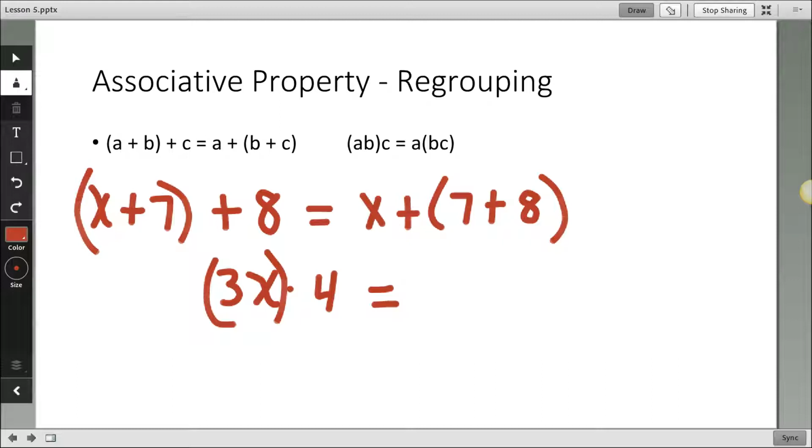Could be as simple as this. Associative property is kind of hard to hide. So that's pretty much what you're going to see if you're trying to identify associative property. Just remember that what is inside the parentheses changes. Now the numbers won't change. It's just what is inside changes. So that's associative property. That's just regrouping.